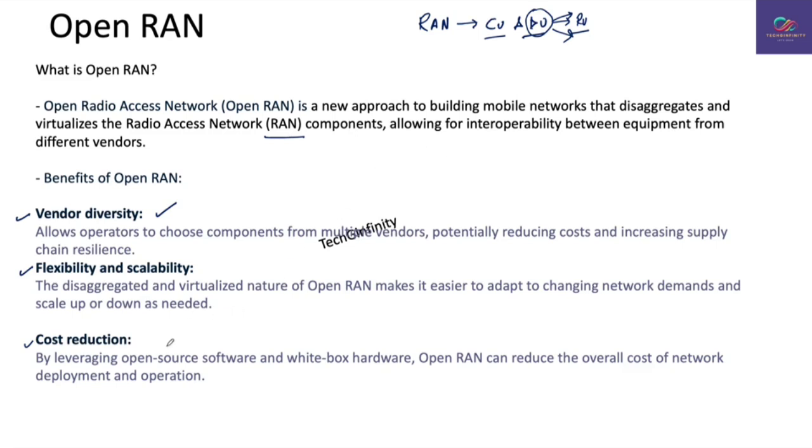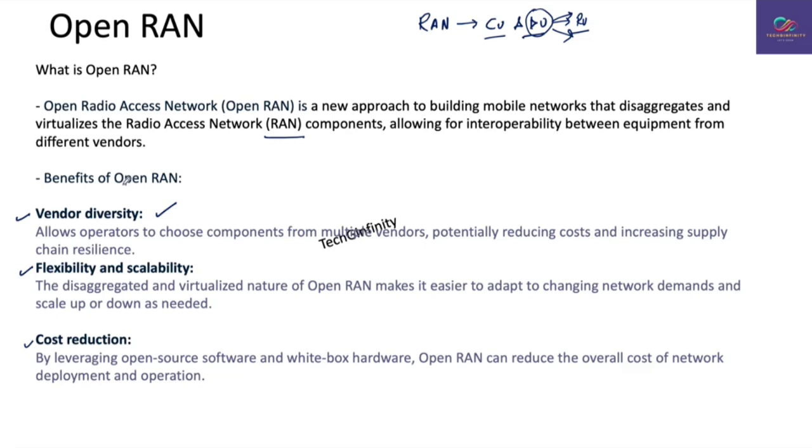Then we have cost reduction. By leveraging open source software and white box hardware, Open RAN can reduce the overall cost of network deployment and operation. This is the major benefit coming out of Open RAN. So this is what Open RAN talks about.